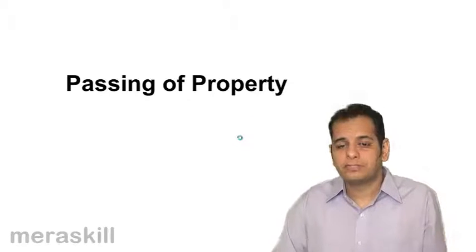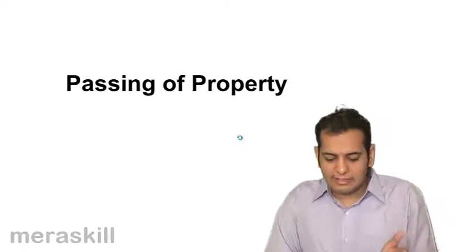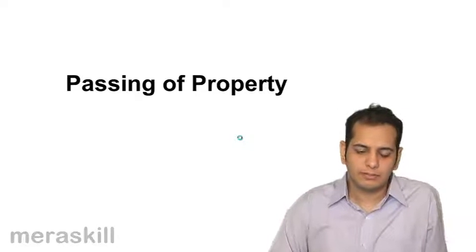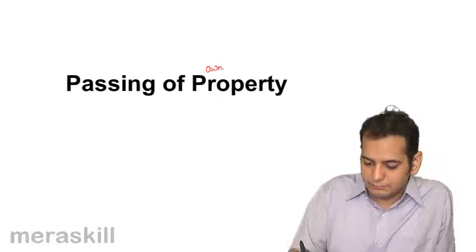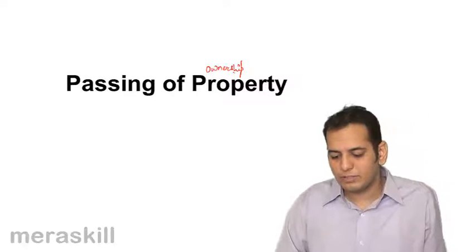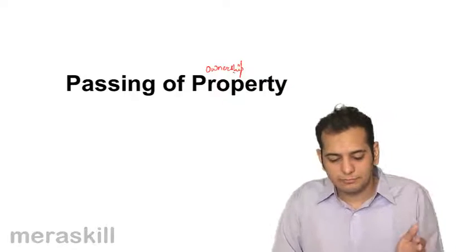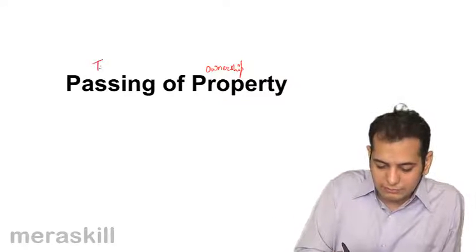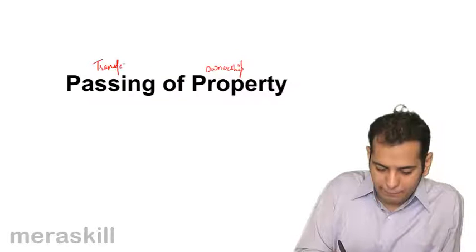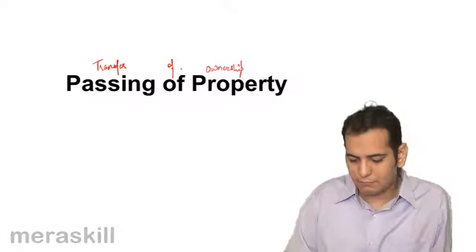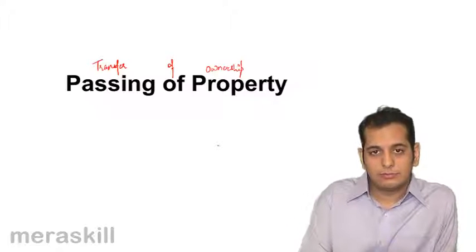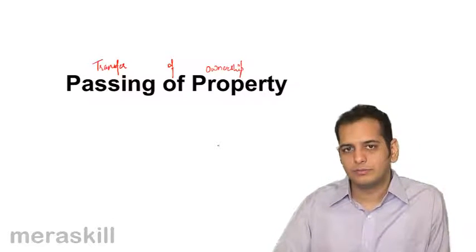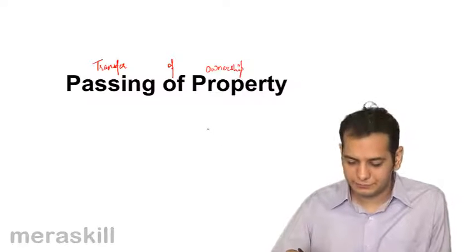Now we come to passing of property. How does the title transfer from seller to buyer? Property here means ownership. So we are talking about passing of ownership, transfer of ownership. Okay, so let's see how the property gets transferred from seller to buyer.